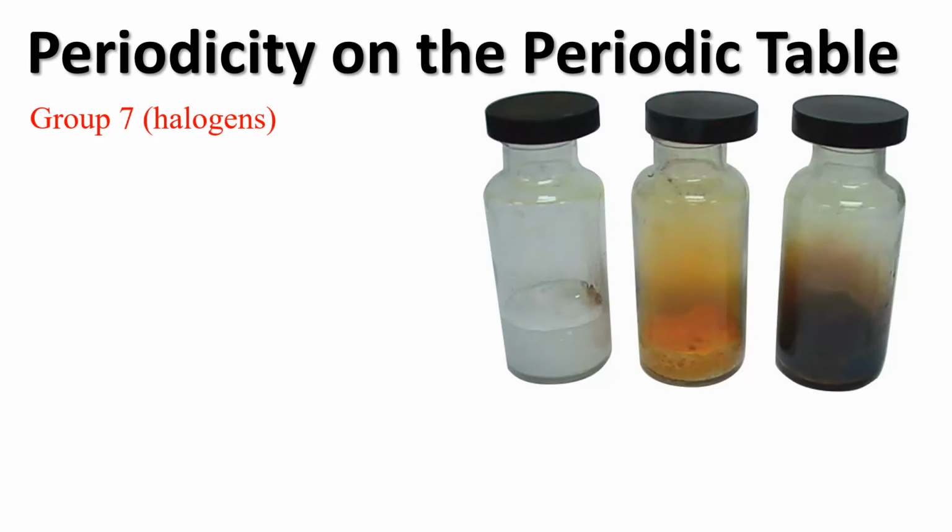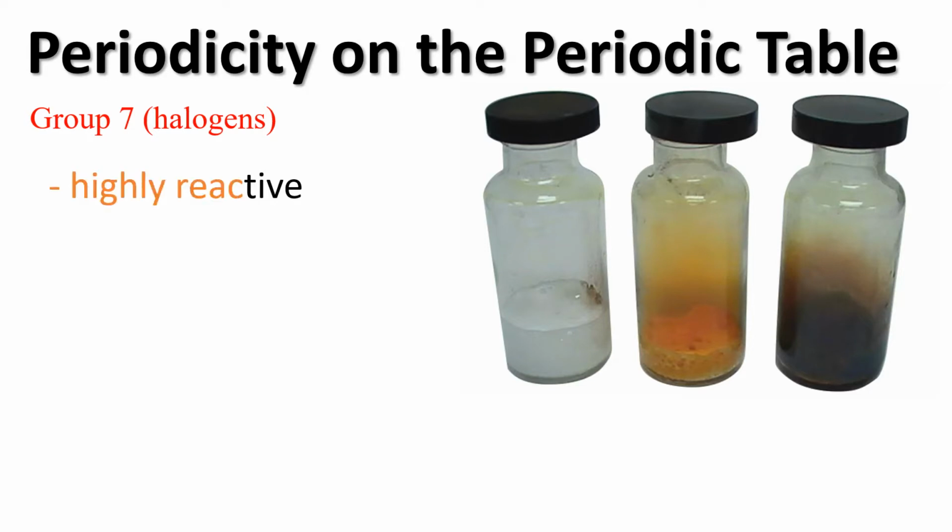I want to jump ahead to group 7. We skip groups 3, 4, 5, and 6 because they have metals, nonmetals, and metalloids. So it's hard to get periodicity when you've got a natural change in things. When we get to group 7, we have all nonmetals, so it's easy for us to take a look at the patterns here.